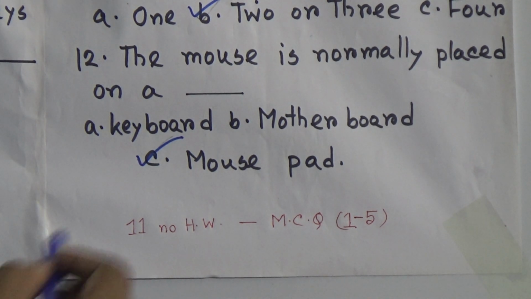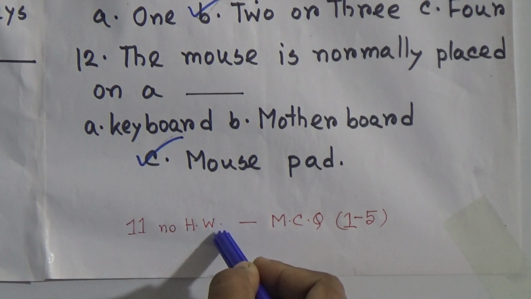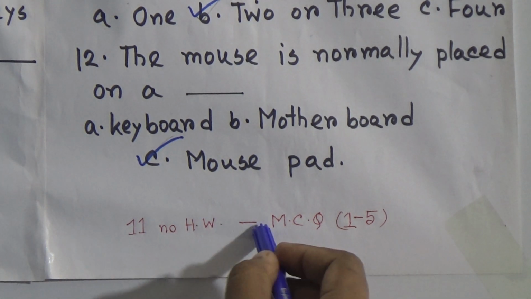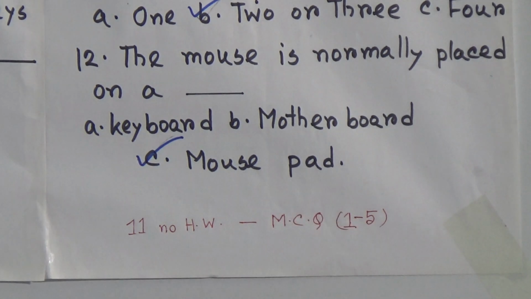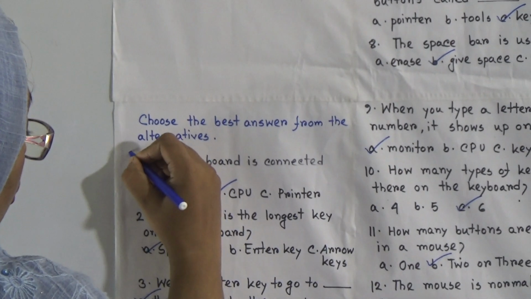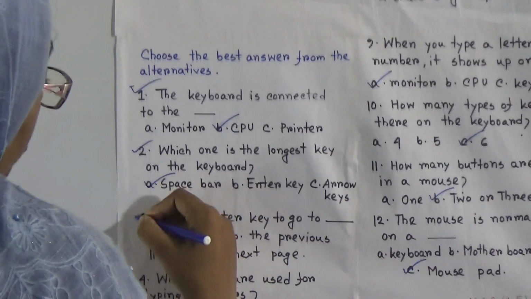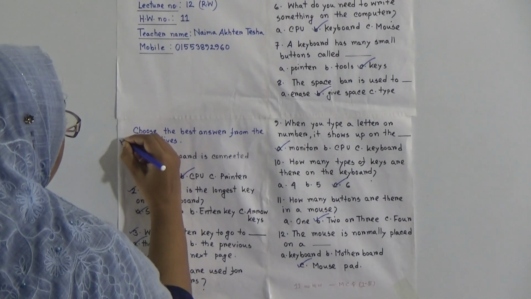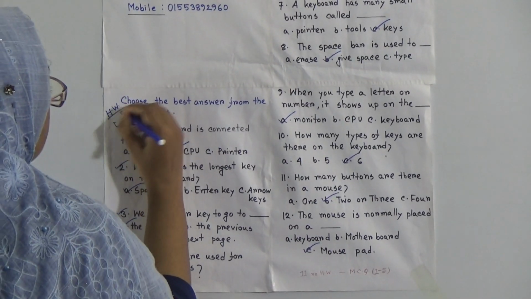Now see, I have given here your number 11 SW and it will be MCQ 1 up to 5. That means you have to do SW from 1, 2, 3, 4 and 5. From 1 to 5 you have to do your SW.